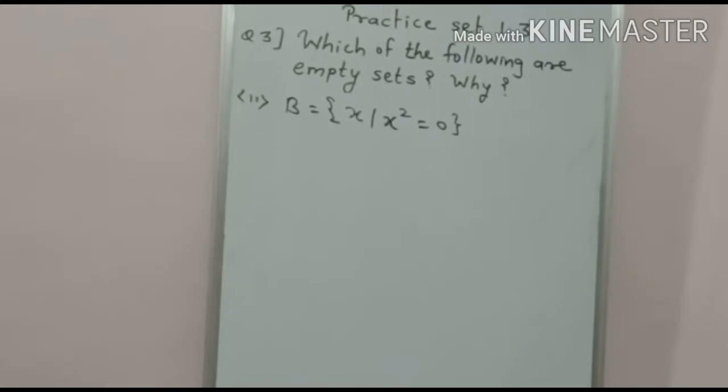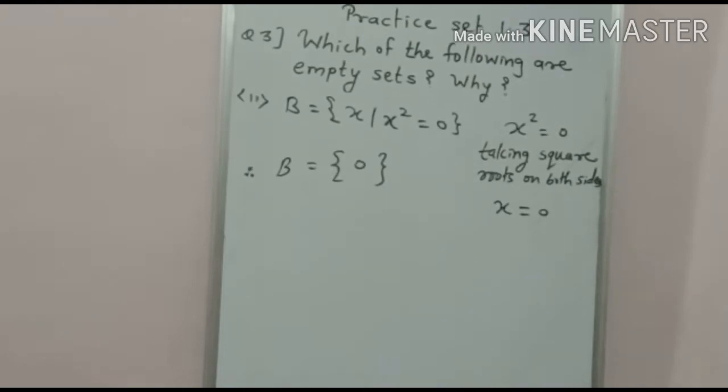Set B, given that having element what? x, such that x square equal to 0. Means using this you have to find the value of x. How do we find it? That we see here. So to find the value of x from x square equal to 0, we have to take square roots on both sides, and the square root of 0 is what? Yes, again 0. So here we write the element 0, which is for set B.